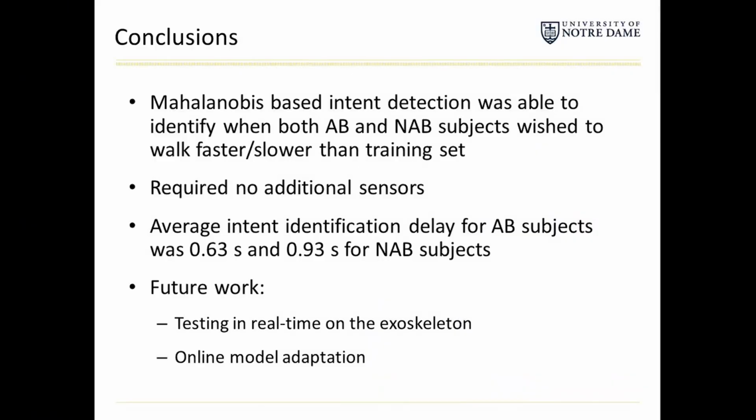In conclusion, the intent identification algorithm based on the Mahalanobis distance was able to correctly identify when both able-bodied and non-able-bodied subjects wished to walk both faster and slower than the training data set without the aid of additional sensors. The average time after the intent command was given that the identifier indicated an intent change of the correct type was 0.63 seconds for able-bodied subjects and 0.93 seconds for non-able-bodied subjects.